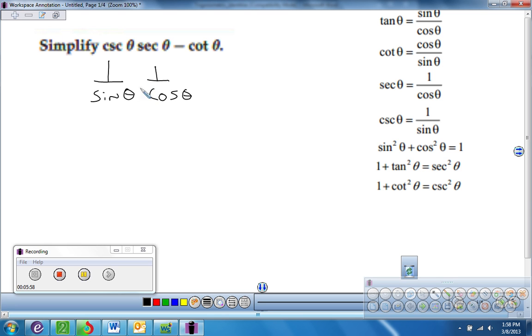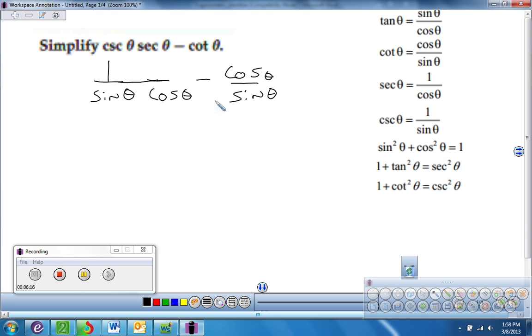Okay. So actually we could use that as one fraction, which may make a little bit more sense. So I'm just going to write that as 1 over sine cosine. Minus, now this is cosine over sine. All right, so where am I getting those? I'm getting them from over here. So cosecant I replace with 1 over sine. Secant I replace with 1 over cosine. And then cotangent I replace with cosine over sine.